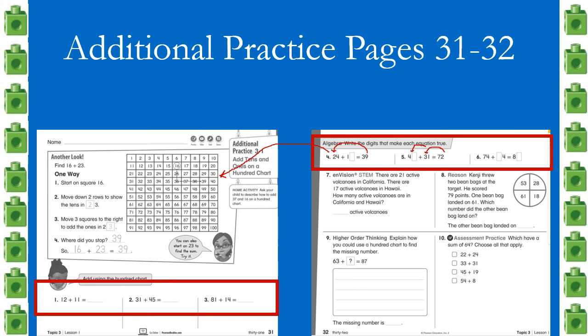Number 7, Envision STEM. There are 21 active volcanoes in California. There are 17 active volcanoes in Hawaii. How many active volcanoes are in California and Hawaii? It's just an addition problem. So do what you can with these. The word problems have to be read carefully. Okay?